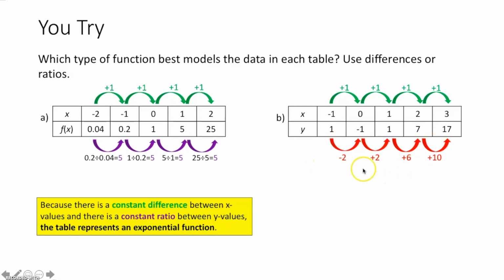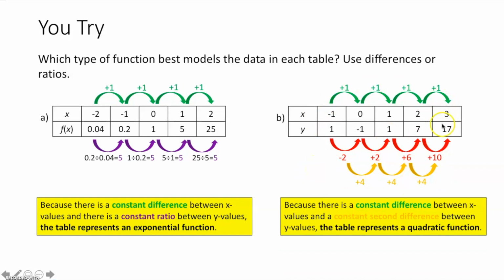Let's check the second difference. So from -2 to 2, you have to add 4. From 2 to 6, you have to add 4. And then from 6 to 10, you have to add 4. Oh, look at that. So there's a constant second difference, meaning that this table represents a quadratic function.